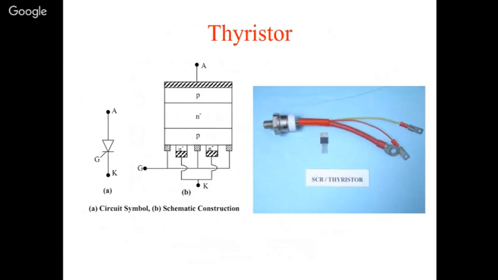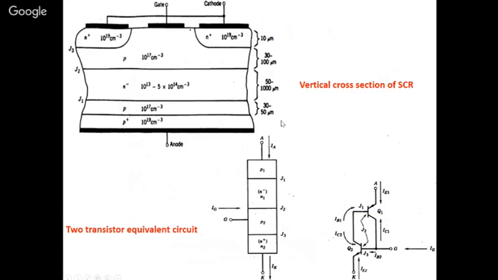So this is a thyristor circuit you can see here. It has a PN structure, and the anode, gate and cathode. A general structure is also shown. This is the vertical cross section of an SCR. Here you can see the N plus layer, which is 10 to the power 19 per cubic centimeter, and is the cathode at the top.